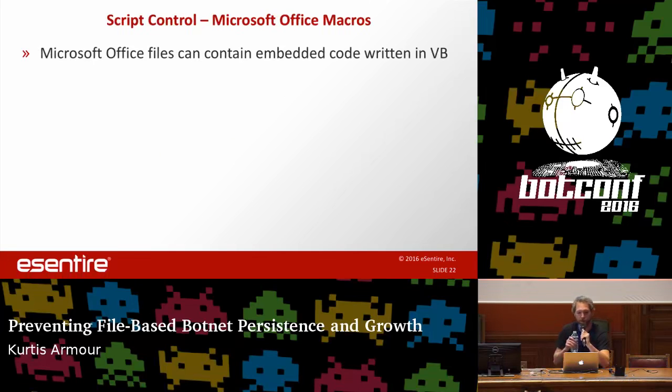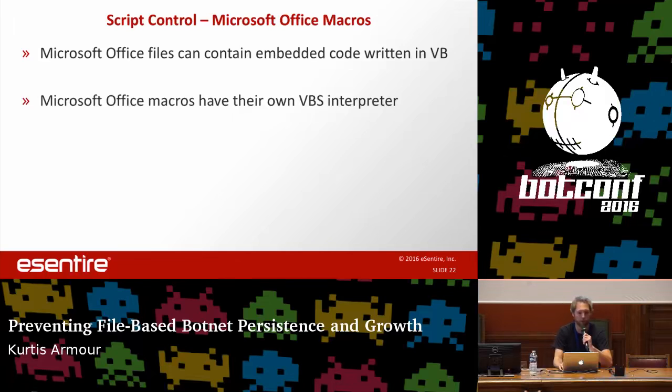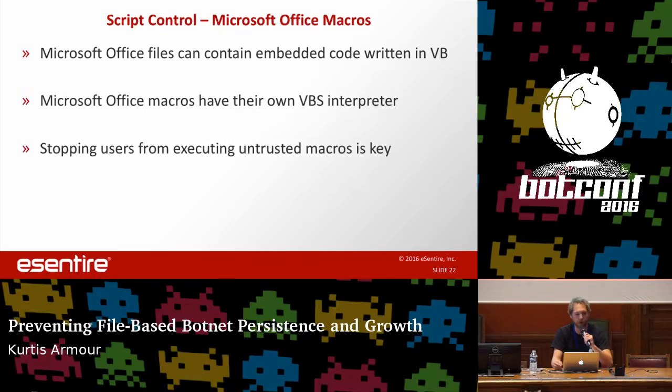All right, so let's talk about Microsoft Office files. Almost all Microsoft Office files can contain embedded code written in Visual Basic. These are obviously called macros. And the Microsoft Office macros use their own interpreter. So on install, it installs its own DLLs, and it uses those to interpret the Visual Basic script. And we obviously want to stop users from executing untrusted macros because macros are a really consistent way of being able to get code execution.